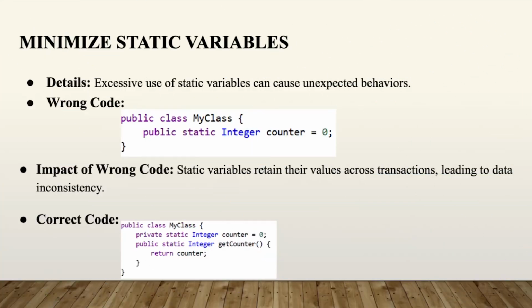So the next thing is minimize the static variables. Static variables retain the values across the transaction, so it keeps the memory. Wherever possible, we need to avoid using the static variable, because we need to be careful if we're using it. The same value can be inherited in other places also, and that can cause the wrong result.